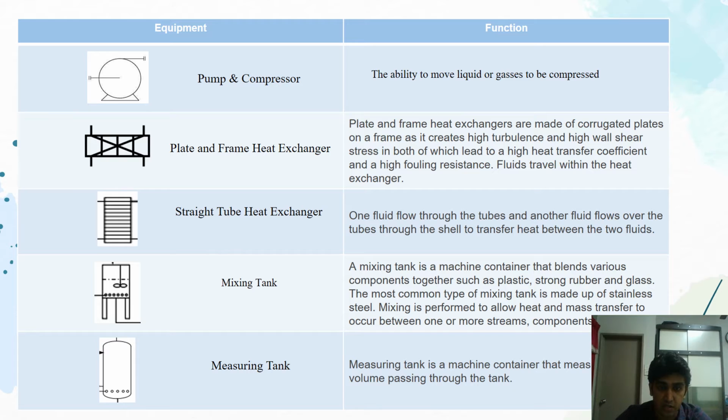The third one is the straight tube heat exchanger, where one fluid flows through the tubes and another fluid flows over the tubes through the shell to transfer heat between the two fluids. The fourth one is the mixing tank, which mixes a combination of components together, such as plastic, strong rubber, and glass, to allow heat and mass transfer to occur. The fifth one is the measuring tank, which measures the liquid volume of the tank.